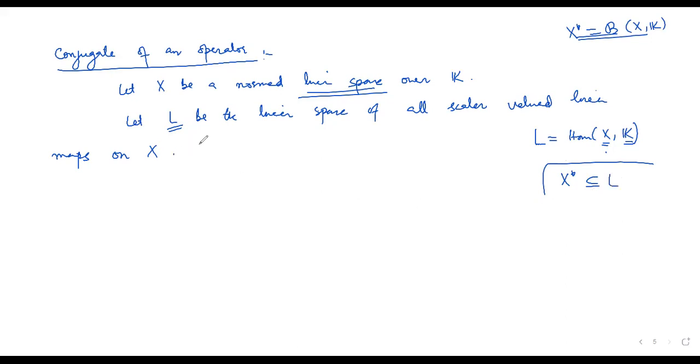Then clearly, because ये bounded भी है, linear भी है, और ये सारे linear maps, तो ये bounded linear maps भी इसका एक subspace होंगे, क्योंकि ये खुद एक vector space है. Clearly, X star is a subspace of L. ठीक है?